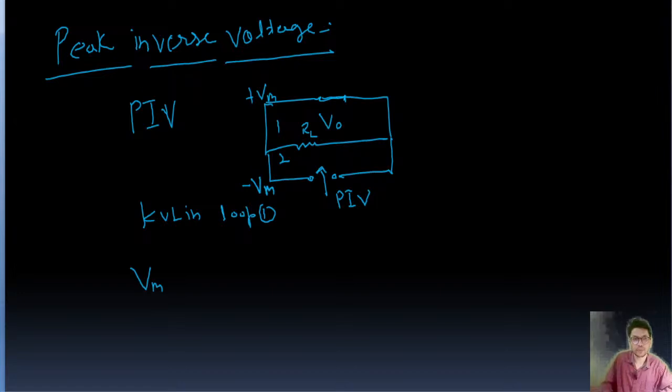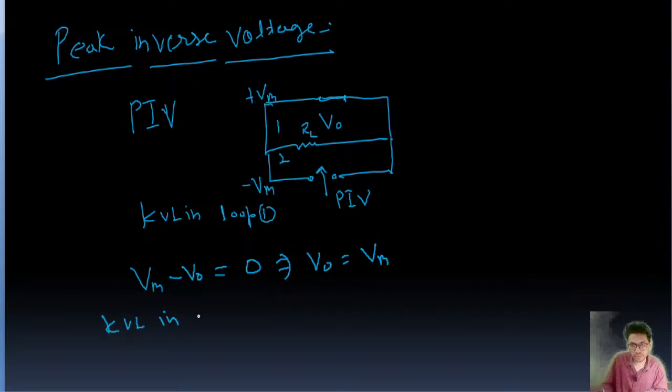Minus Vm plus Vm. So in this loop, V minus V naught equals 0, which implies the value of V naught equals Vm. Okay, and now KVL in loop 2.